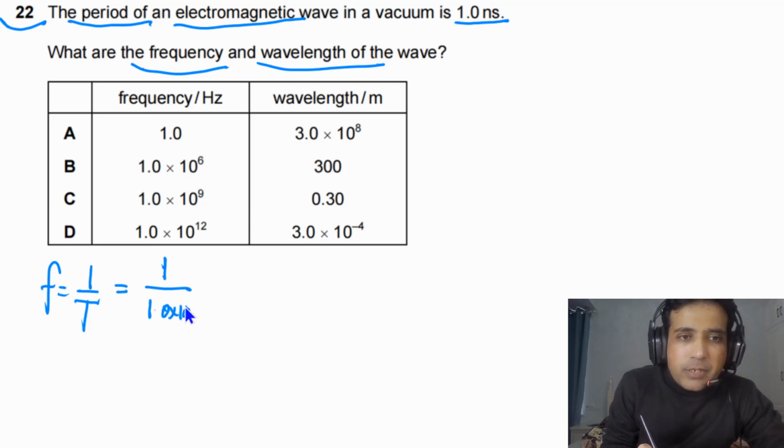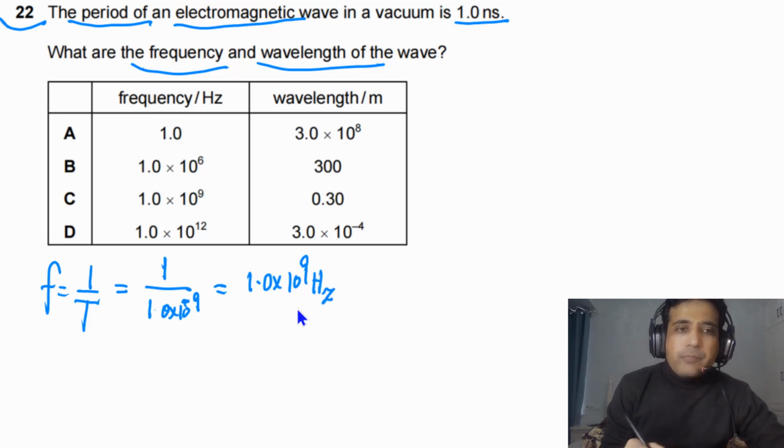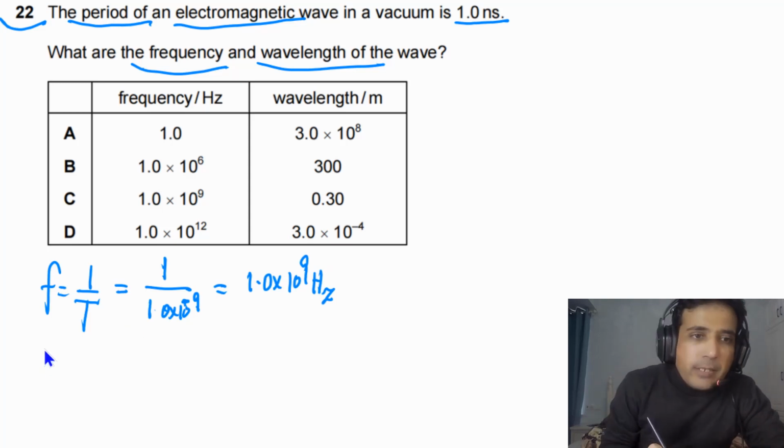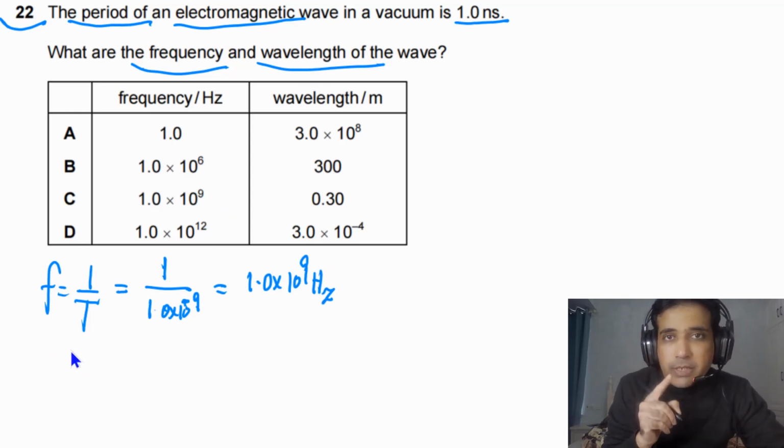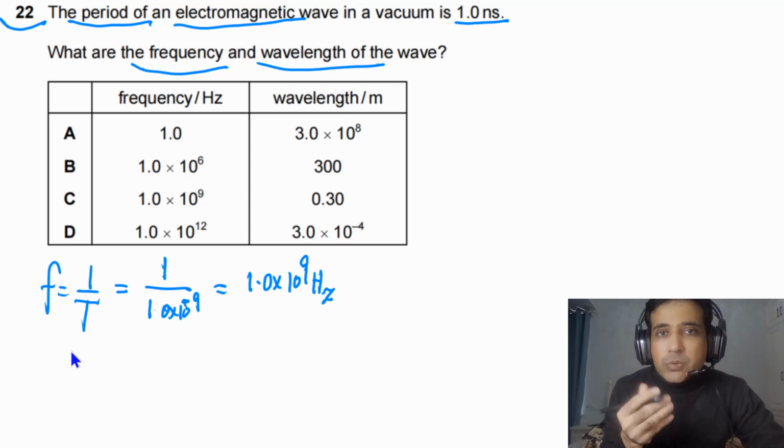1.0 times 10 to the power of minus 9. So it simply means that the frequency will be equal to 1.0 times 10 to the power of 9 hertz. So this one is the frequency. Now we need to calculate the speed of the wave and then the wavelength of the wave. The speed of an electromagnetic wave in a vacuum: all electromagnetic waves have the same speed, and the speed is equal to the speed of light.